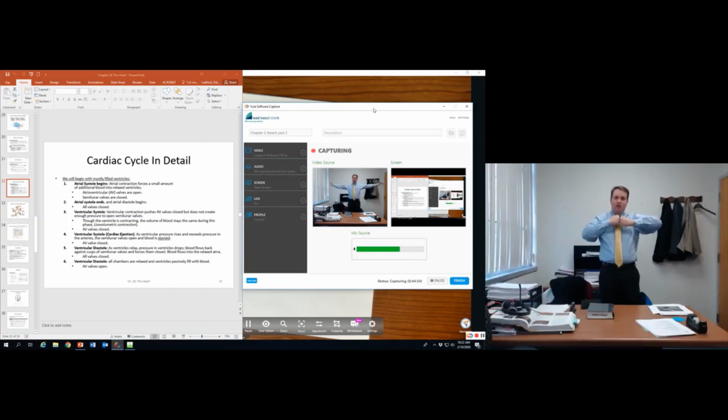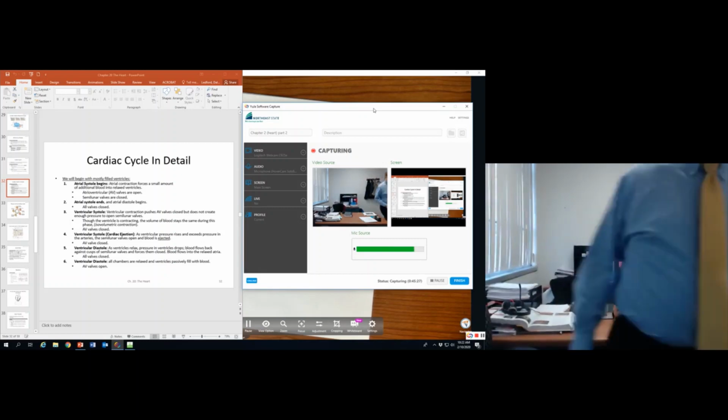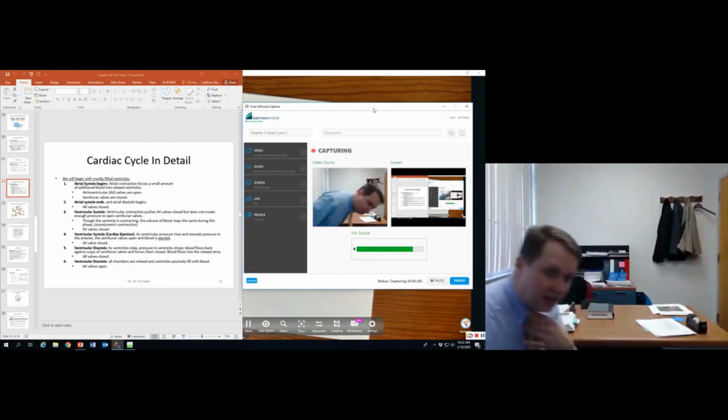Atrial systole, atrial diastole. Ventricular systole has two parts: an isovolumetric contraction and then cardiac ejection. So we have atrial systole, atrial diastole, isovolumetric contraction, cardiac ejection, then ventricular diastole, atria receive the blood, and passive filling of the ventricles. Okay? So you will see that during that, and it helps you guys.